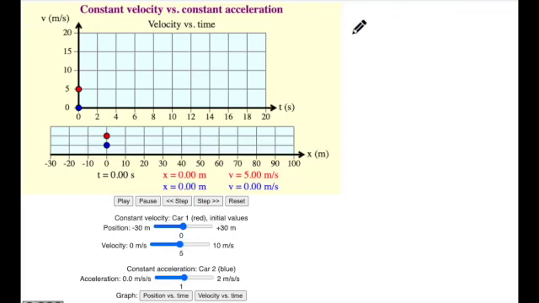Hello everyone, today I am going to explain the one dimensional motion of an object. So, 1D motion.